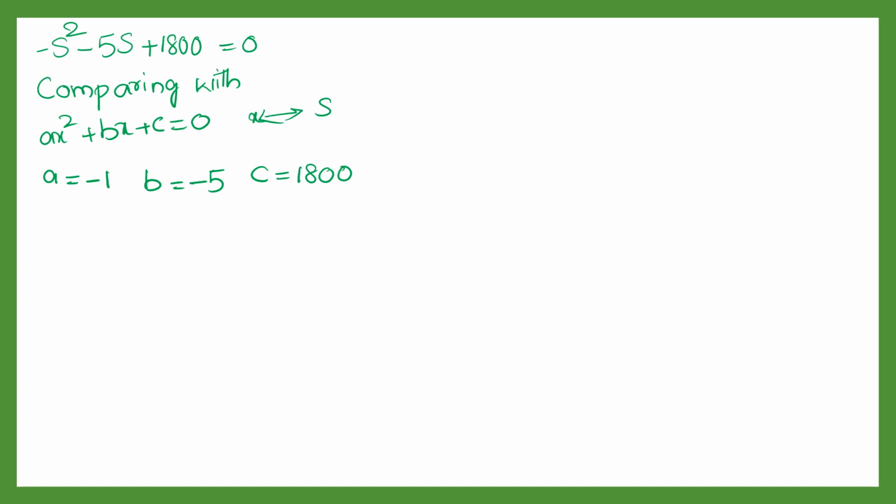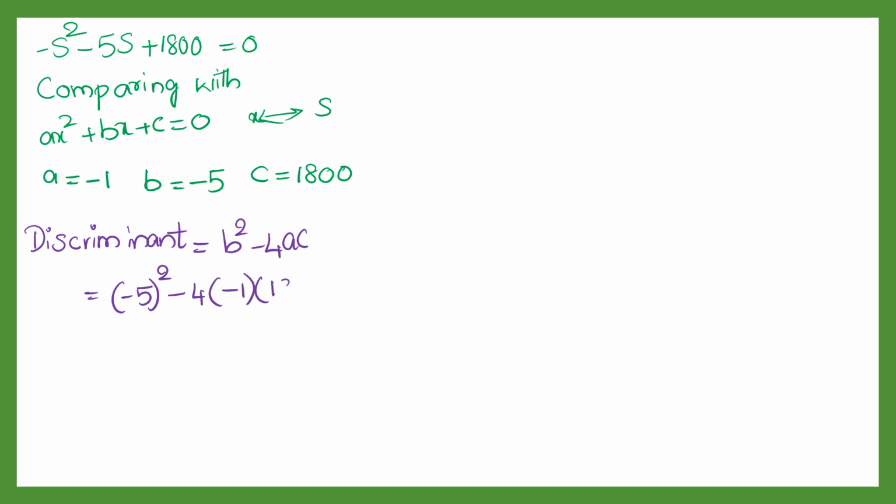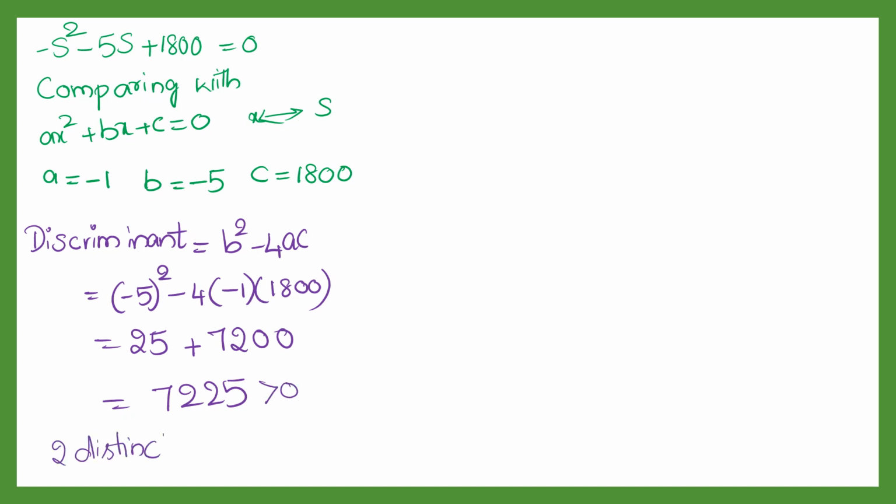Now let's find the discriminant first. Discriminant is what? B square minus 4ac. That means B square, minus 5 whole square, minus 4 into a, minus 1, into 1800. Minus 5 square is 25. Minus into minus is plus. 18 fours are 72, so 7200. So you get 7225. B square minus 4ac is greater than 0. So you get two distinct real roots.